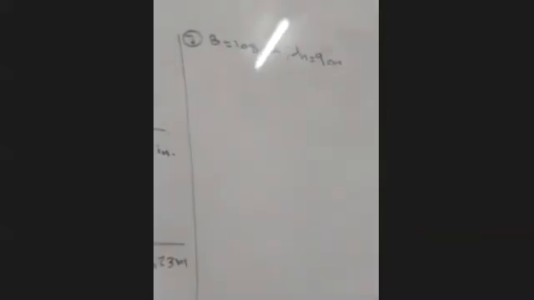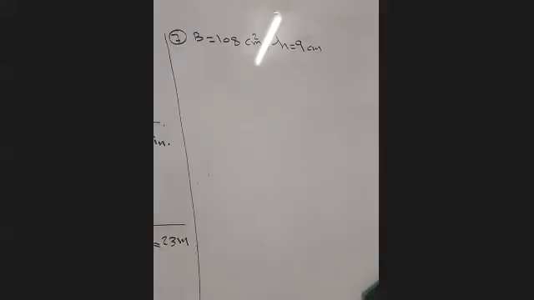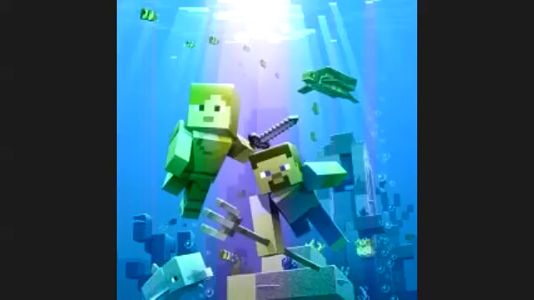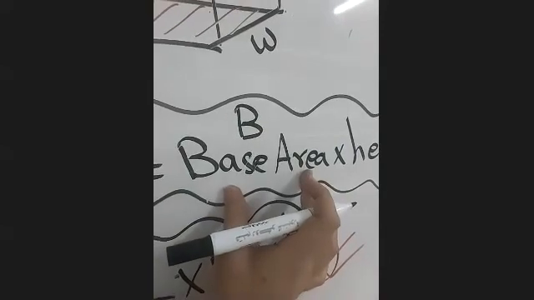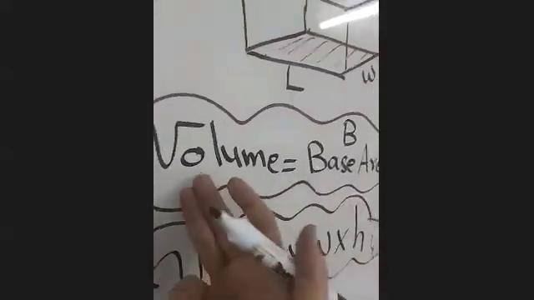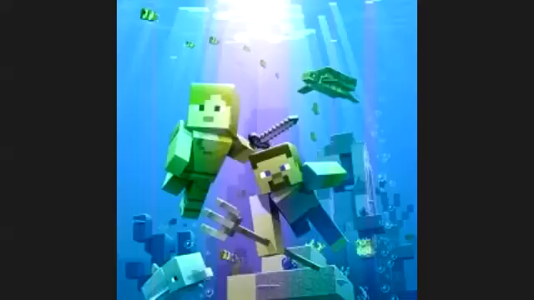What is big B? The space of the... what do we call it? We call it base area. Big B, we call it base area, right? Now, if the base area is given, what does the volume equal? It's base area multiplied by height.